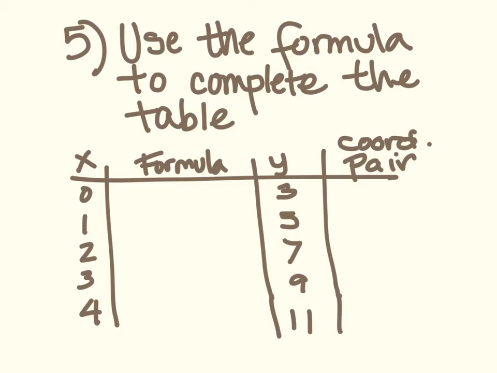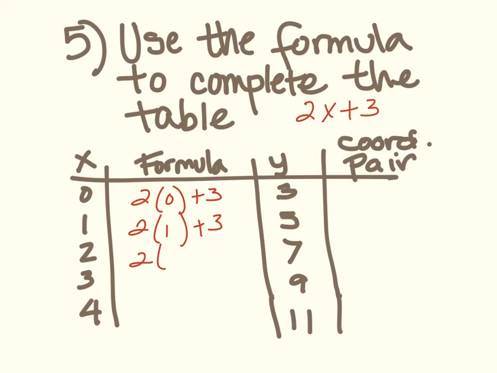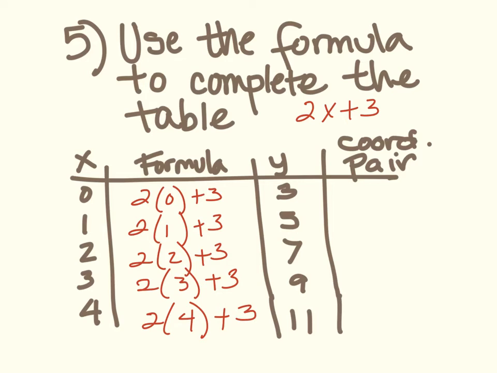Okay, now let's go to the next step. I'm going to use that formula, 2x plus 3, to fill in the rest of them. This is what we did during class today. So we said 2 times 0 plus 3 equals 3. 2 times 1 plus 3 equals 5. 2 times 2 plus 3 equals 7. 2 times 3 plus 3 equals 9. 2 times 4 plus 3 equals 11.